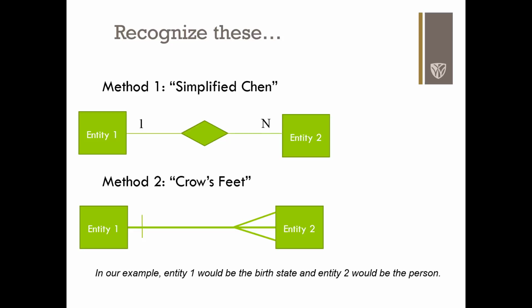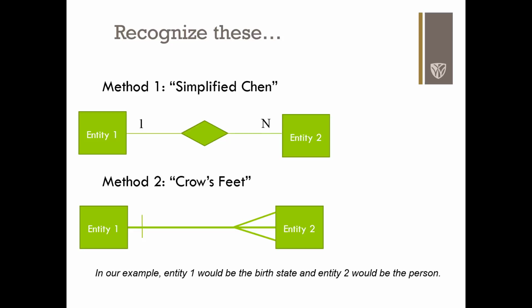So in this case, it's indicating that it's a one-to-many relationship where each instance of entity 1 may be related to multiple instances of entity 2, but each instance of entity 2 is associated with exactly one, or only one, instance of entity 1.